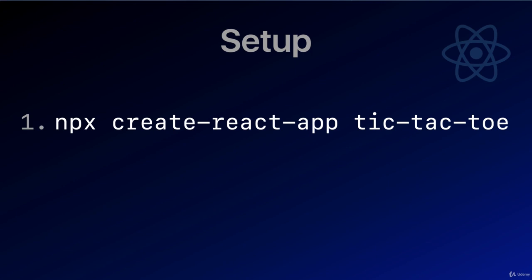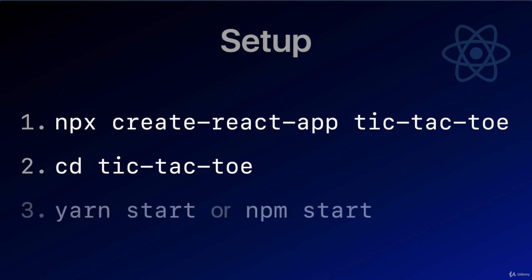Running this command may take a minute or so. Change directory into the Tic Tac folder created by the previous command. To run the app, type yarn start or npm start if that is your preferred task runner. The app will open in your default browser at localhost 3000.